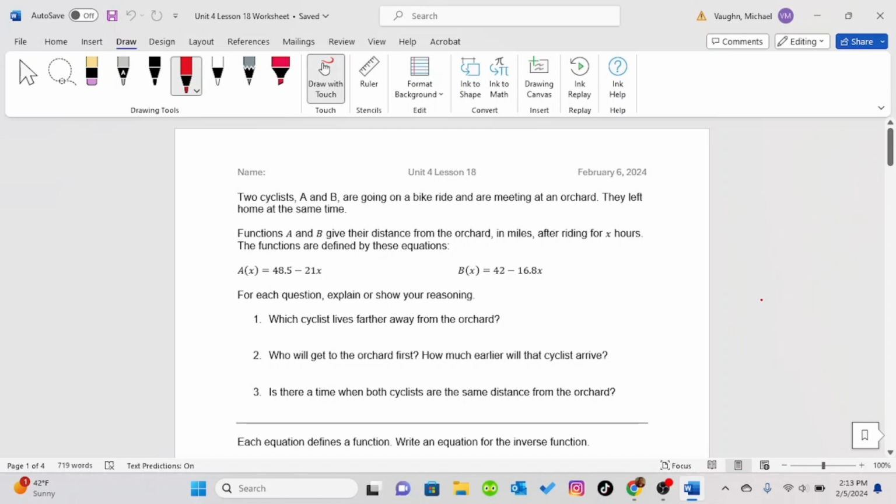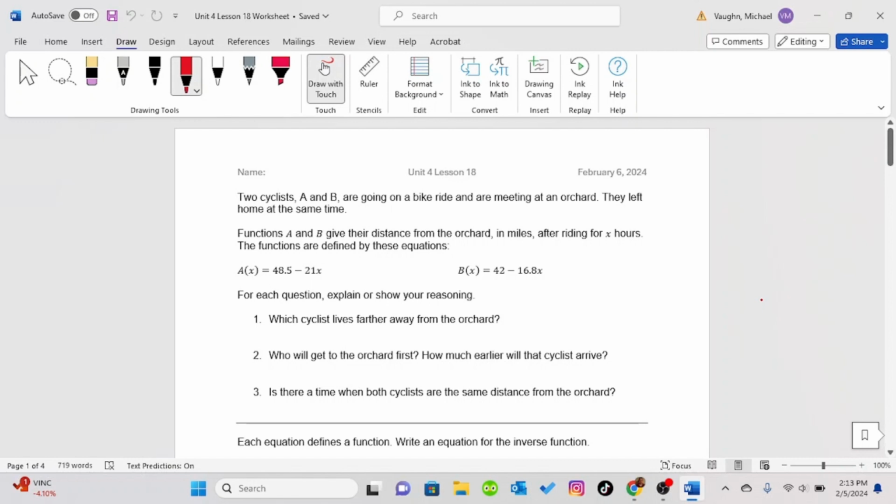Two cyclists, A and B, are going on a bike ride and are meeting at an orchard. They left home at the same time. Functions A and B give their distance from the orchard in miles after riding for x hours. The functions are defined by these equations: A of x equals 48.5 minus 21x, and B of x equals 42 minus 16.8x. For each question, explain or show your reasoning.